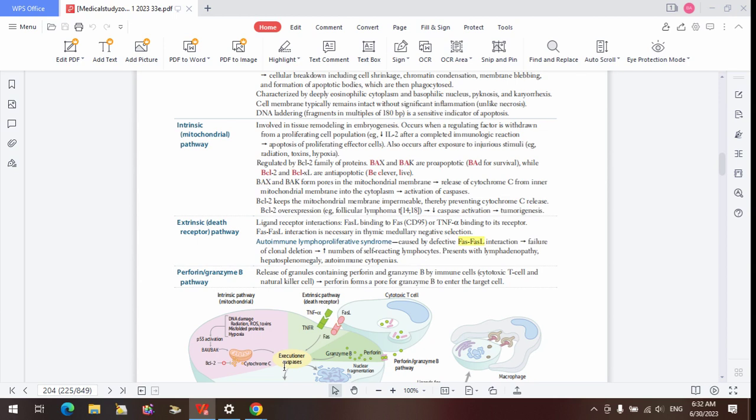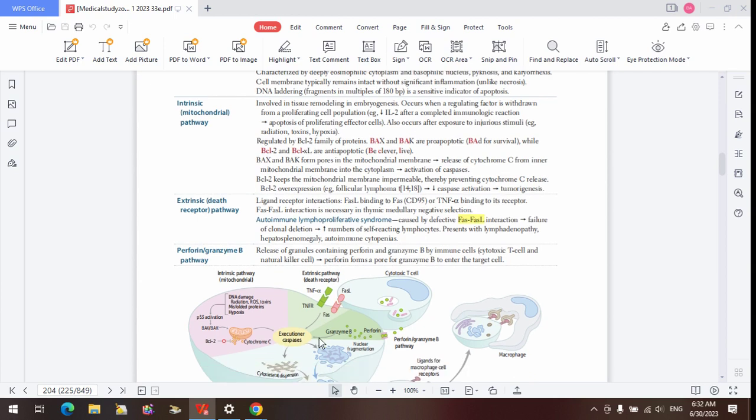Once that interaction happens, that complex is going to activate the caspase directly, and the caspase will now cause the cytoskeletal dispersion and all those things that we have talked about, which is the final common pathway. The FAS-FAS ligand interaction is important in negative selection in the thymic medulla. That's the way we can eliminate self-reacting T lymphocytes.